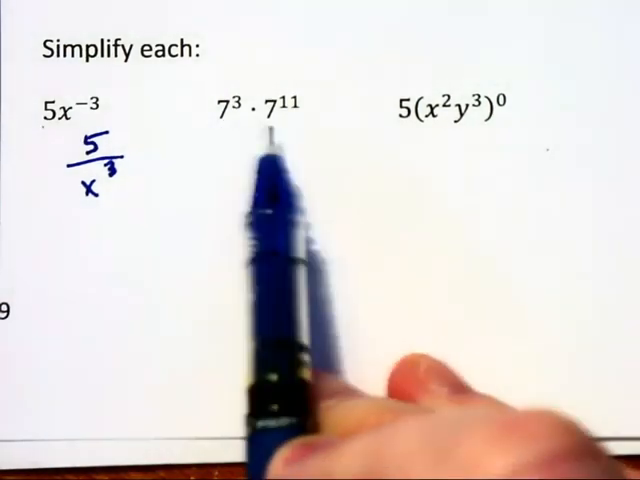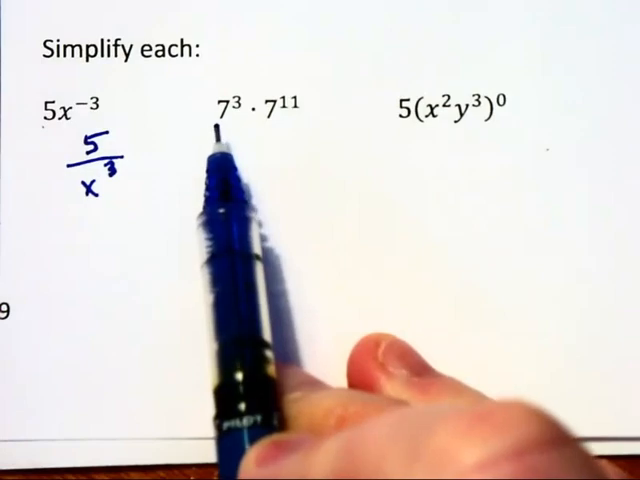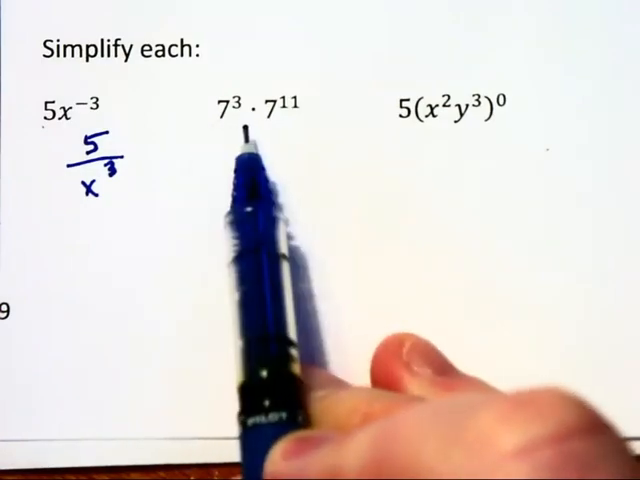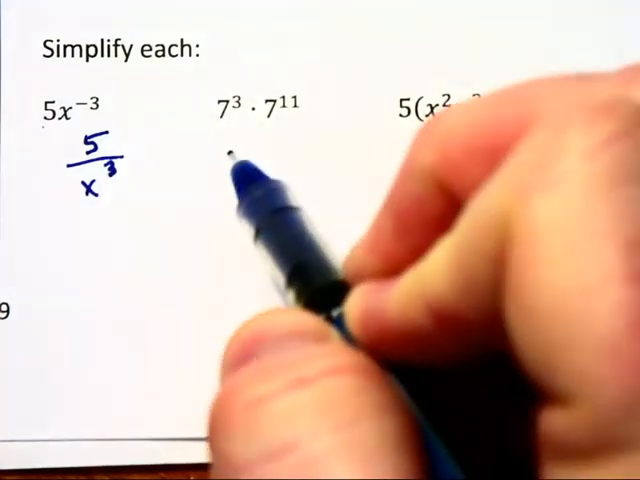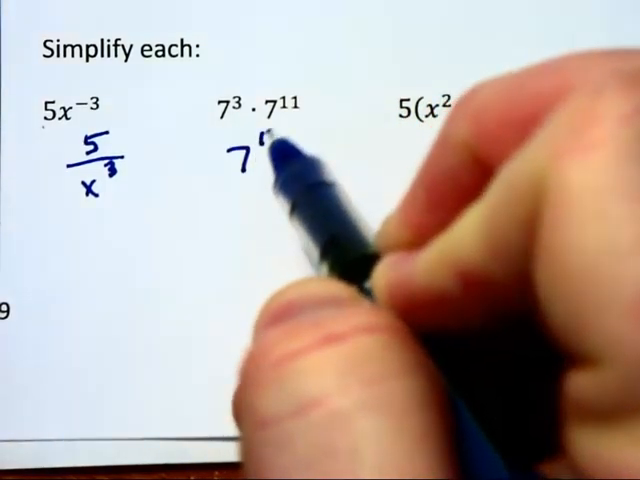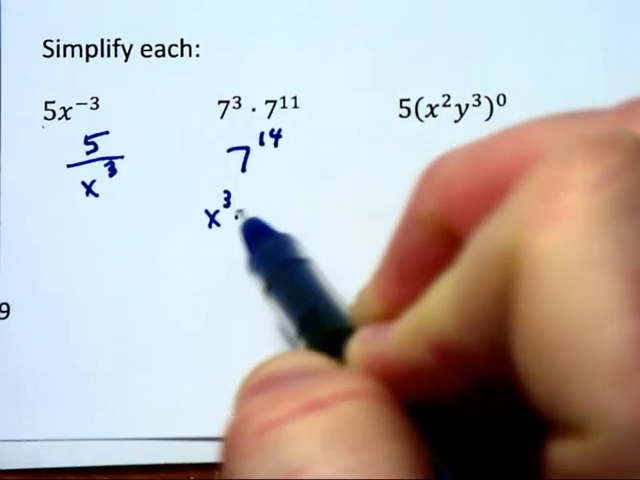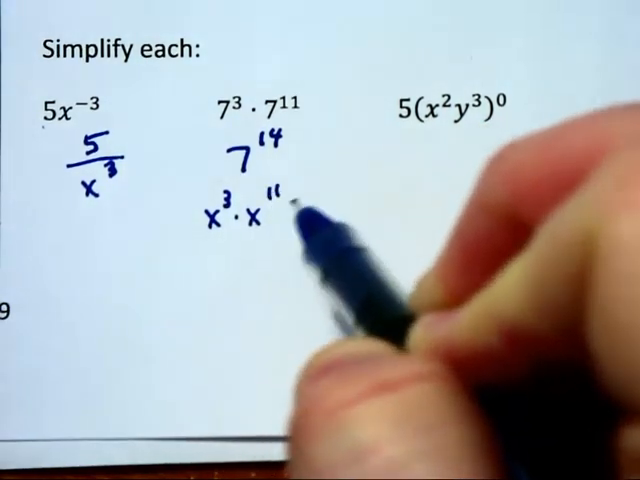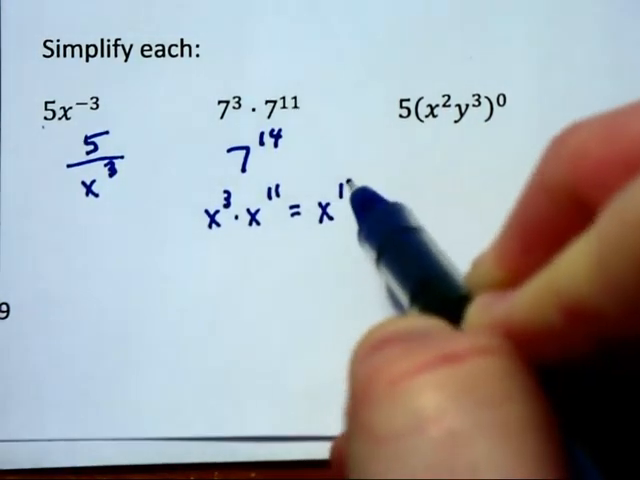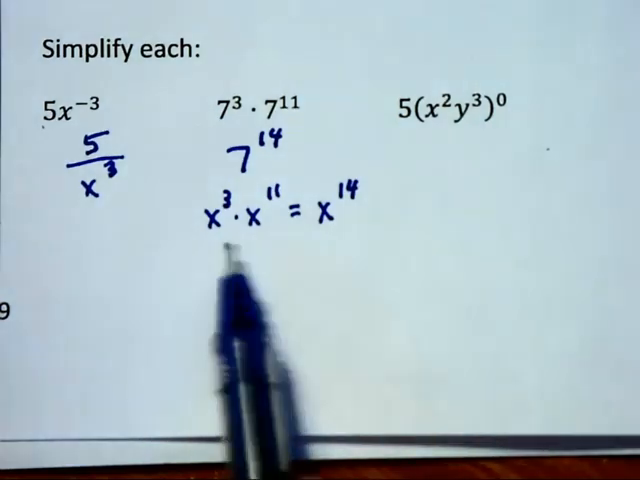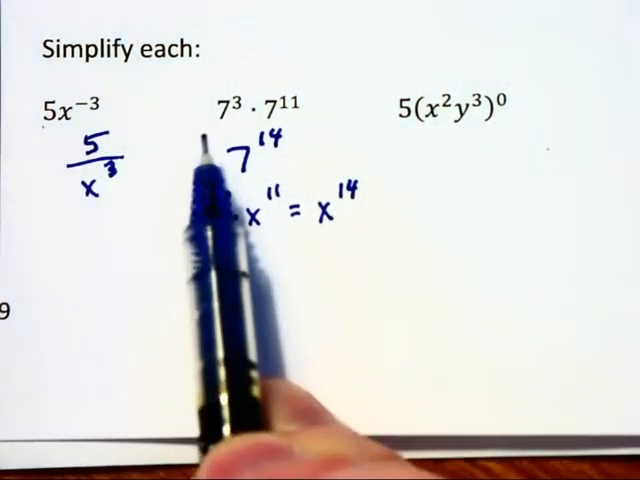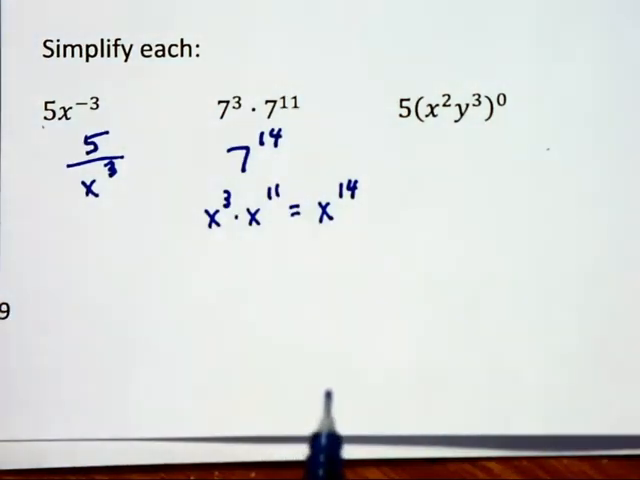In this second problem, the common mistake is to go 49 to the 14th power, but this is just 7 to the 14th power, because if you think about it, x to the 3rd times x to the 11th is equal to x to the 14th. Well, if the x's stay the same, shouldn't the 7's stay the same up above?